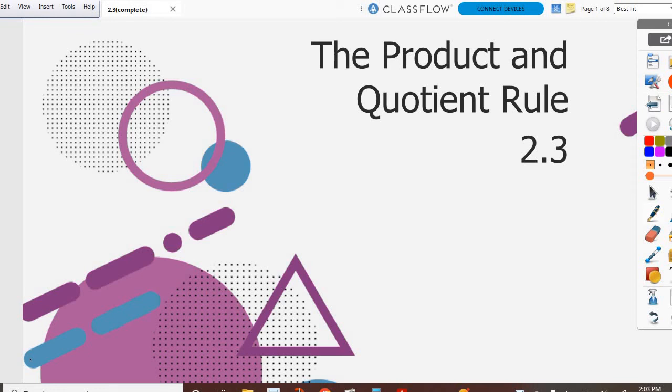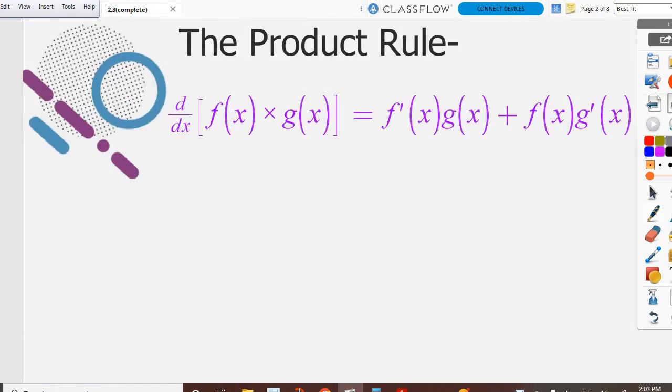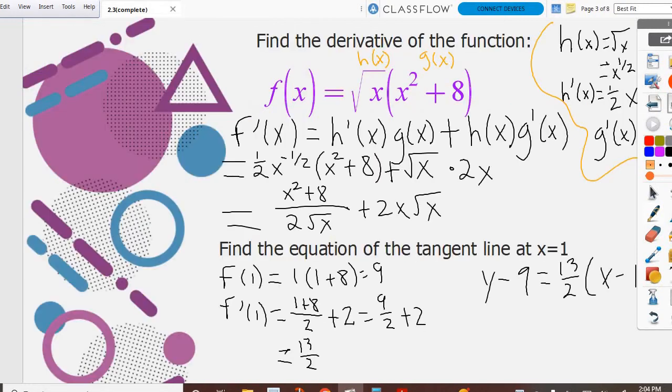Yesterday we got our product rule, which, remember, was this. If I'm taking the derivative of two things that are being multiplied together, take the derivative of the first times the second plus the first times the derivative of the second. And we looked at an example of that.